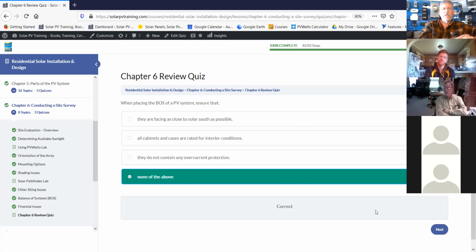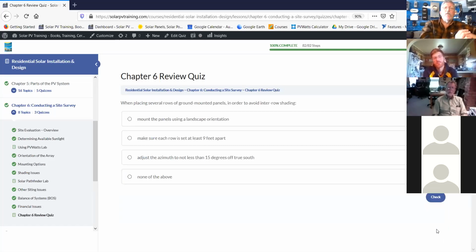So the solution there is don't face it in the sun, or if you have to, put some sort of shading over it, a little doghouse or whatever, so it's not getting direct sunlight. So that'll be your best option. Now, if the thing is outside, then it's got to be rated for exterior conditions. And many of these balance of systems components have fuses and breakers. So yeah, overcurrent.